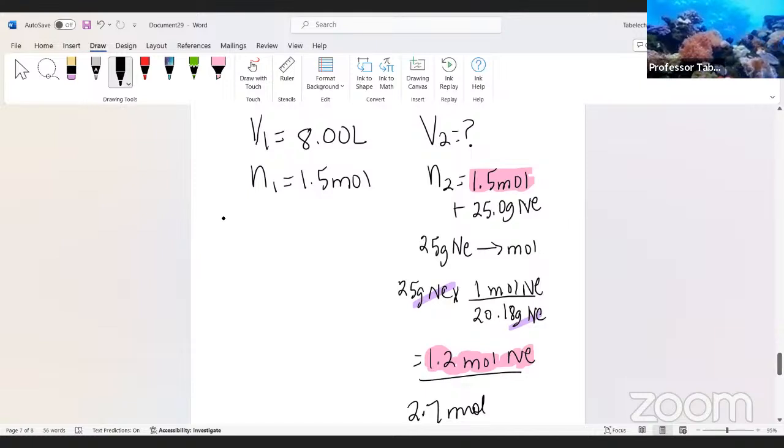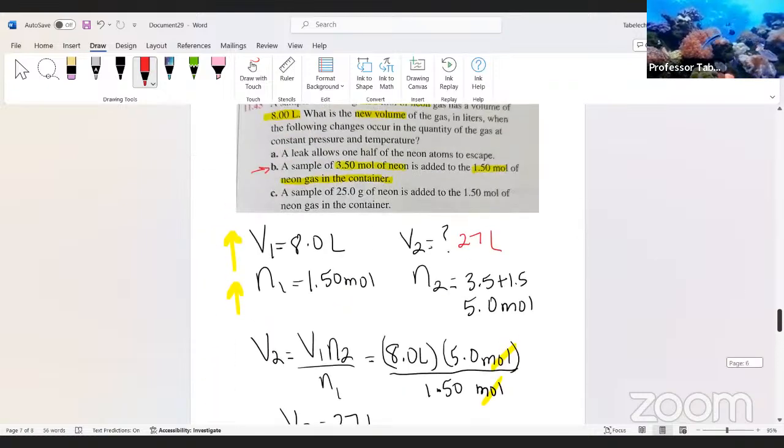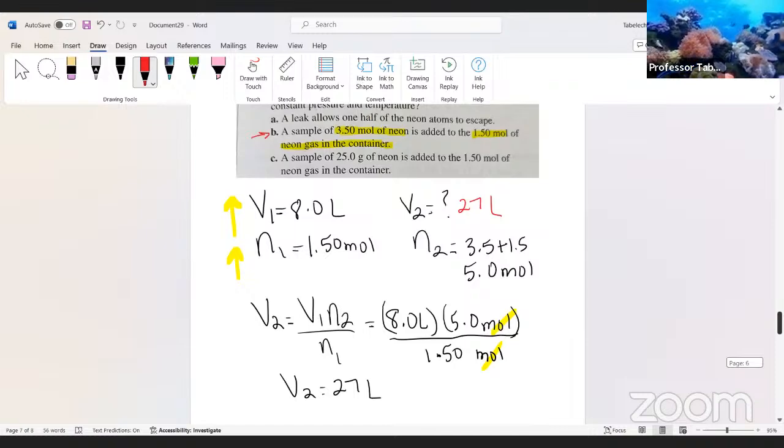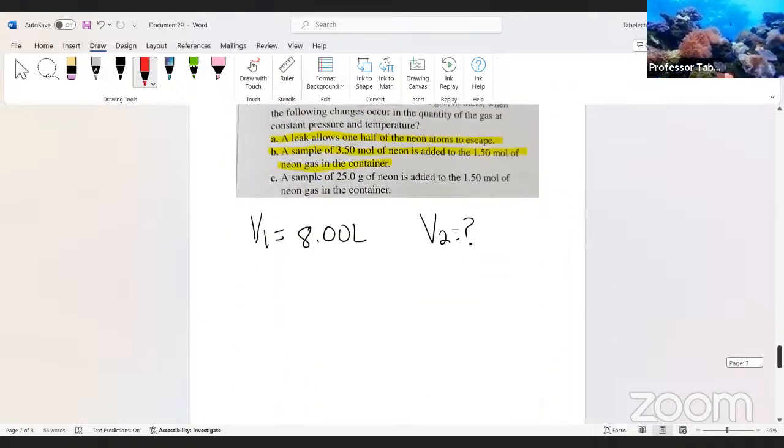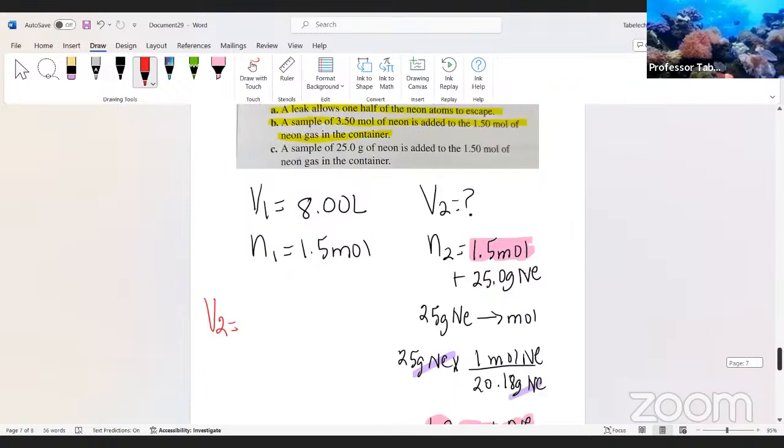So now, again, we're looking for V2. Let me put this in a different color so you all can see that. Remember, V2 is equal to, go back up here to your previous formula, V1 times N2 divided by N1. V1 times N2 divided by N1. Okay?